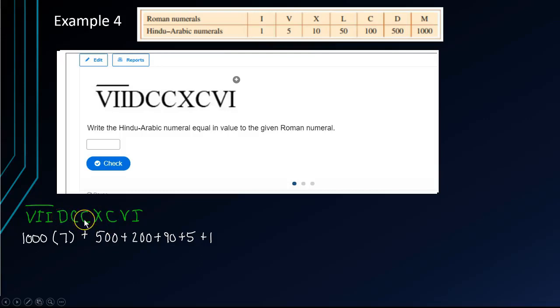So I'm going to have 500, a 100, a 100, and then plus a 100 minus 10, and then I have a V and an I. So I'm going to have a 500, 200, this is going to be 90, this is going to be 5, this is going to be 1. And so I'm going to add all this up. It's 77,000 plus 700 plus 96, which gives me 7796.